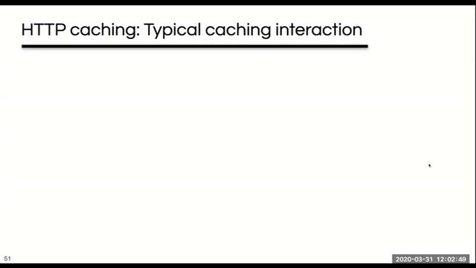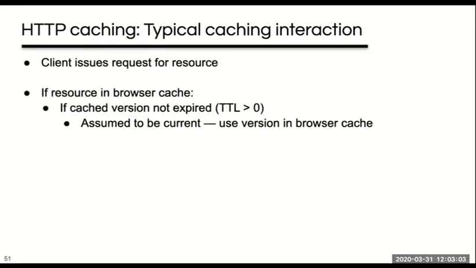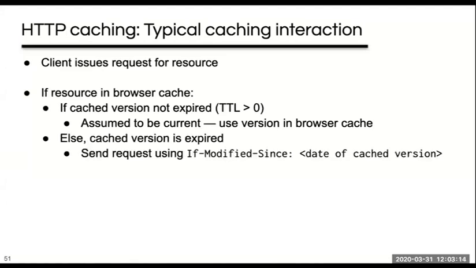All right, so going back here, what am I talking about? Right, so let's do an example and see how it works from the browser's perspective with the browser cache. So it starts by requesting a resource. If the resource is in the browser cache, it checks to see if it's expired. And if it's not, it uses the version in the cache. If it is expired, it sends the request using the if modified since and the date of the cached version.